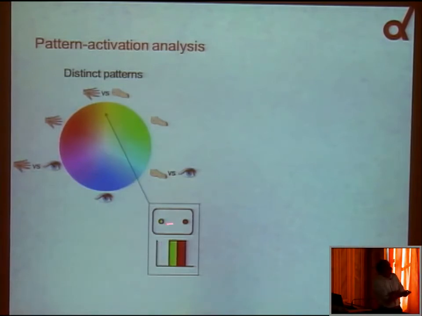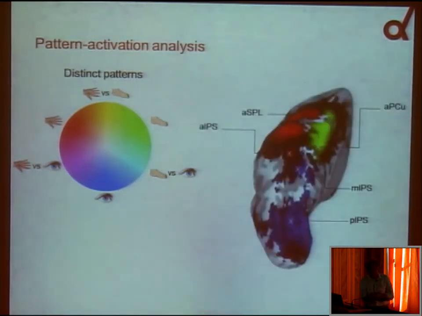If there's a clear distinction between the hand and the foot, but equal activation, I would color code that in yellow. If I would have clear distinction and similarity between hand and foot, but the activation for the foot is a little bit less than for the hand, I would color code it a little bit more orange. So that's the color plot. And so now we can look at where we find distinct patterns. And this is the result.